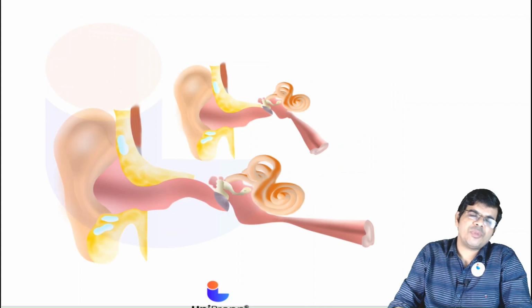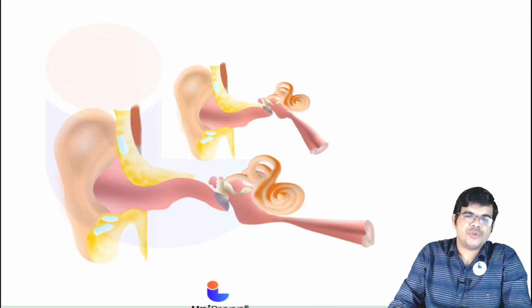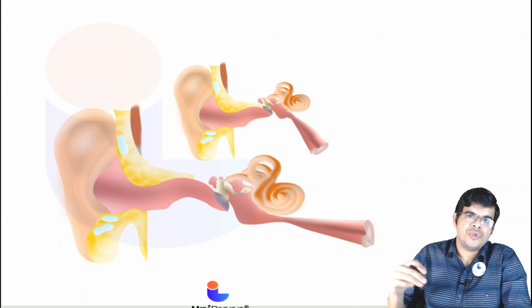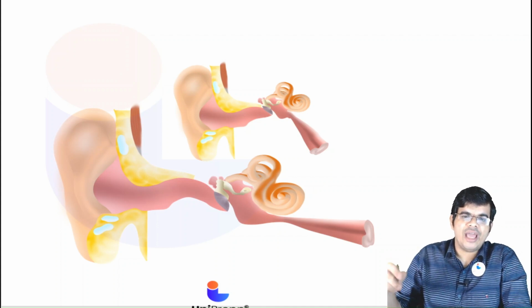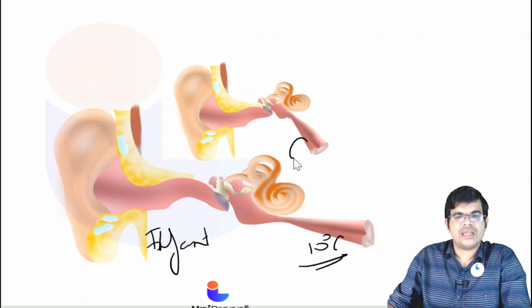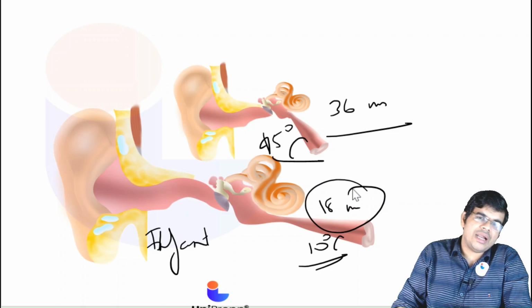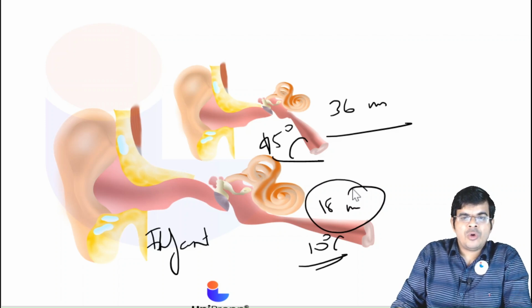Now, what are the differences between an adult eustachian tube and a kid's or an infant's eustachian tube? In an infant, it is usually shorter and wider, and more horizontal, as you can see here. This is the infant's eustachian tube, and the angulation is only 10 degrees, in contrast to adults where it is 45 degrees angulation, 36 millimeter in length. Here it is only 18 millimeter in length, approximately half of the length of the adult eustachian tube, and it is wider as well.